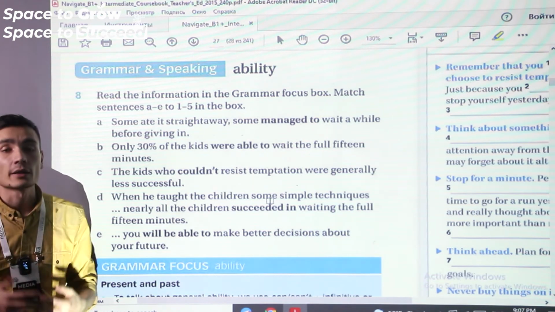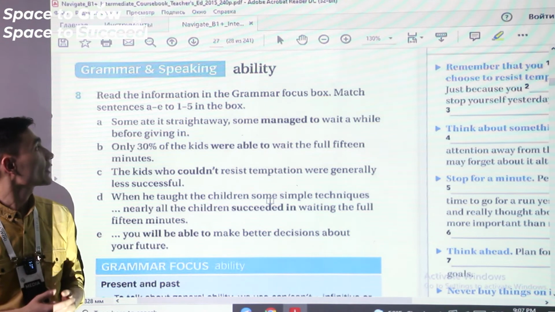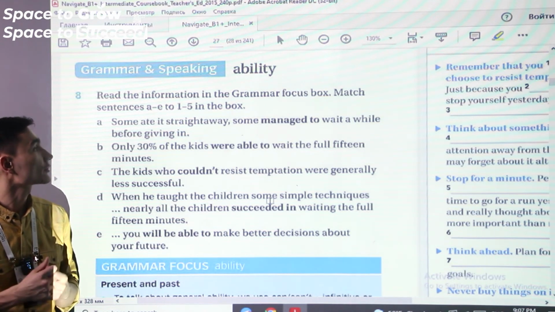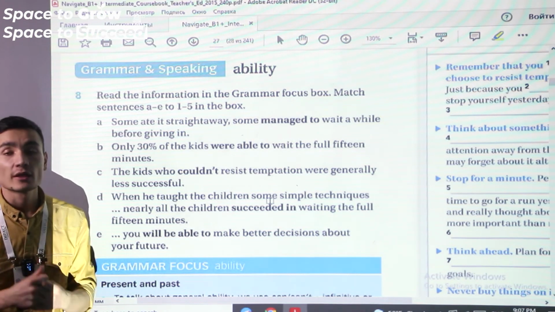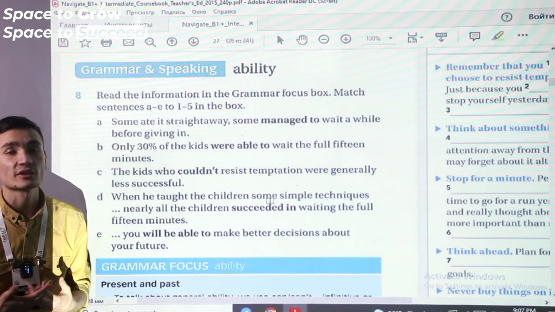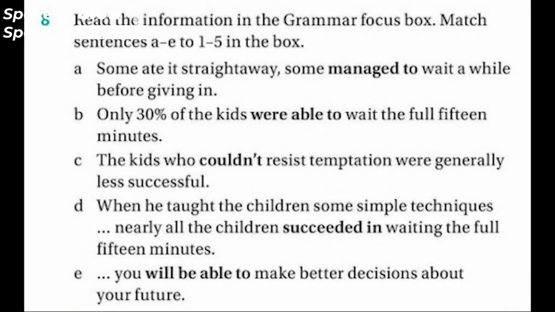Grammar and speaking ability. Now here we have exercise 8, read the information in the grammar focus box, match sentences A to E to 1 to 5 in this box. Pause the video and try to do this exercise yourself independently in a written form.